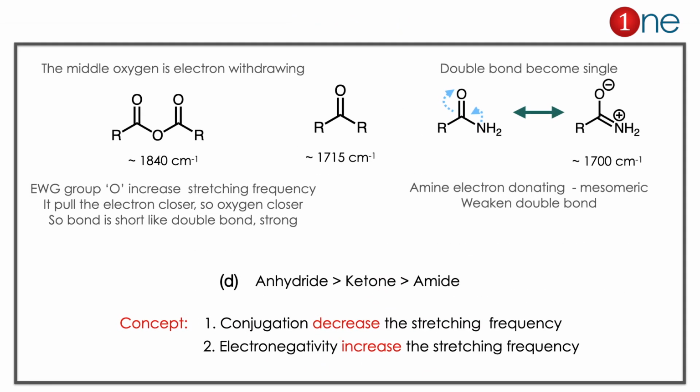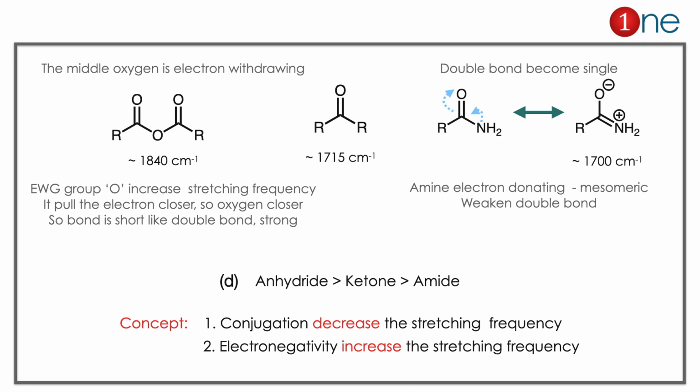Here we have 3 choices. One is a carbonyl which is only attached to carbon. The stretching frequency should be in the middle. The question is really about whether the anhydride is higher or the amide is higher. The anhydride is higher because it is attached to an electronegative group. What an electronegative group does is pull the electron towards it, so the carbon-oxygen bond gets shorter. A shorter bond you can consider as a triple bond or higher order bond. That's why the stretching frequency is higher.